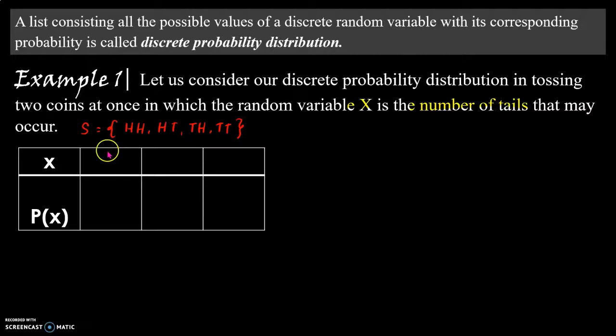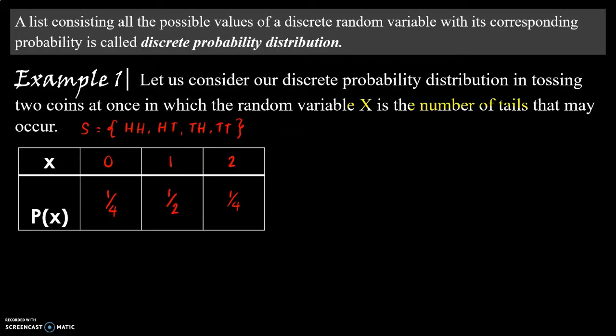Now constructing our discrete probability distribution, for the possible values of x, we have 0, 1, and 2. The probability that no tail will occur is 1/4. The probability that one tail will occur is 1/2 or 2/4. And the probability that two tails will occur is 1/4 also.